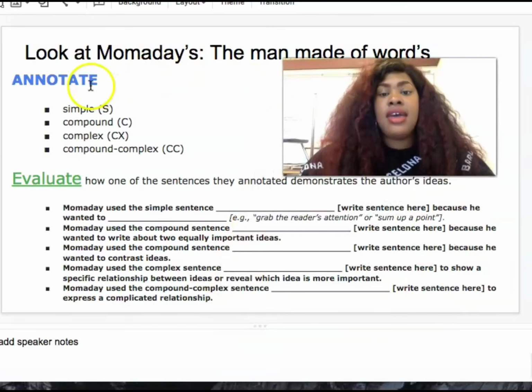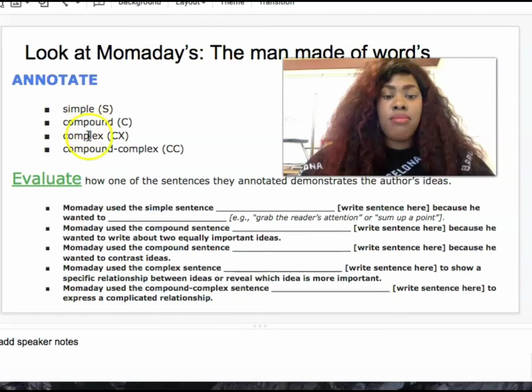So let's look at The Man Made of Words. Simple, compound, complex, and compound complex. I want you to look at some of these sentences, and I want you to evaluate how one of the sentences that you annotated demonstrates the author's ideas. So you will fill in the blank for these here.